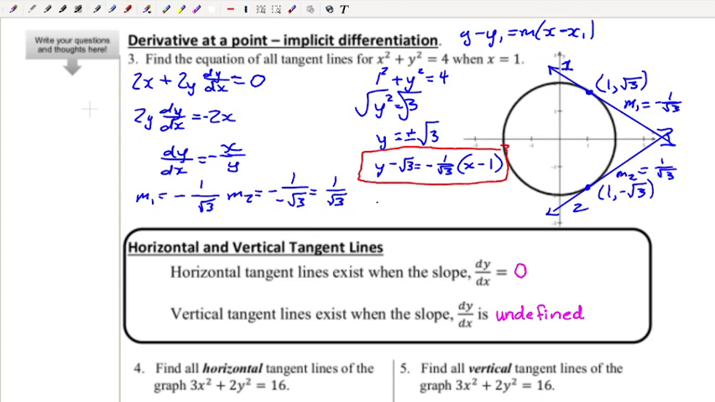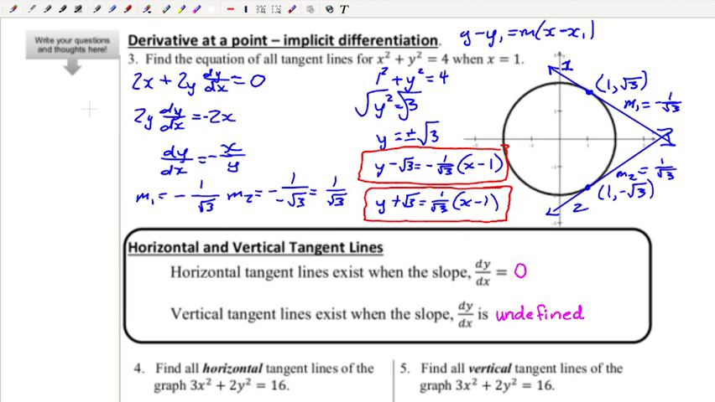And the second one is going to be y minus negative root 3, so y plus root 3, is equal to, this time it's a positive slope, 1 over root 3, still x minus 1. That would be my second equation of the tangent line. And there it is. You're done.